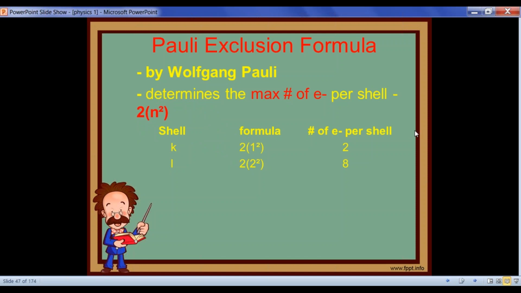So, naintindihan po ba? So, we will substitute that sa succeeding shells pa. M, so it's the third shell. So, 3 times 3 is 9, times 2, which is 18. So, and so on. So, we simply substitute hanggang kung ilang shell ang pwede sa iisang electron.